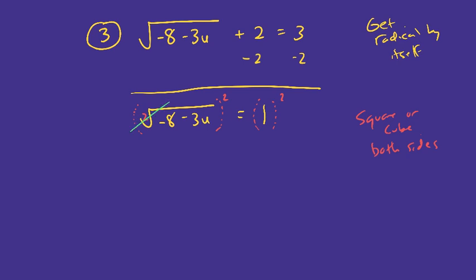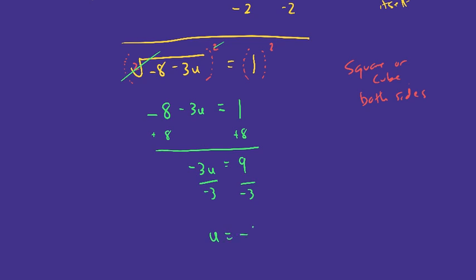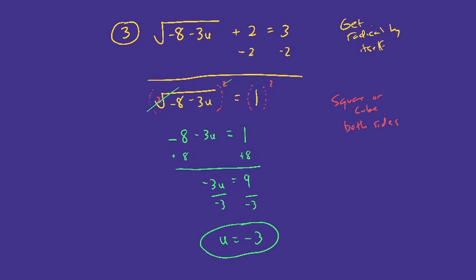So the square root and the square cancel each other out, and we've got negative 8 minus 3u on the left. 1 squared, 1 times 1, on the right. And then we're just going to get u by itself. So add 8. Divide by negative 3. U equals negative 3.